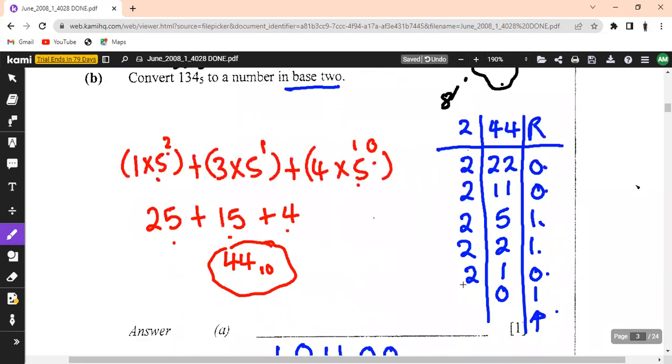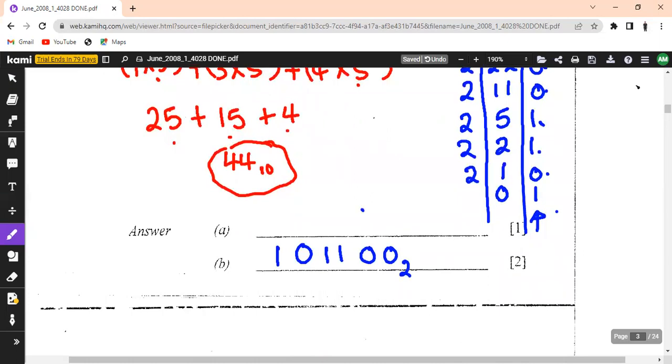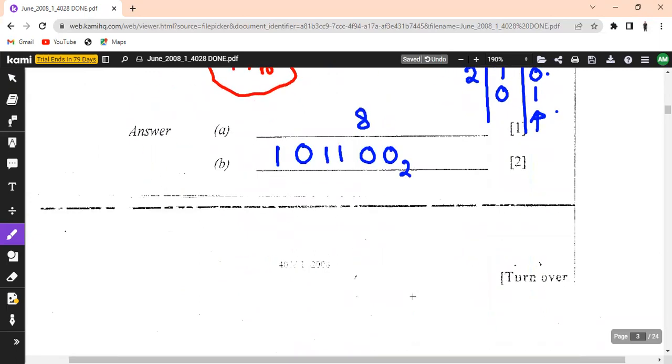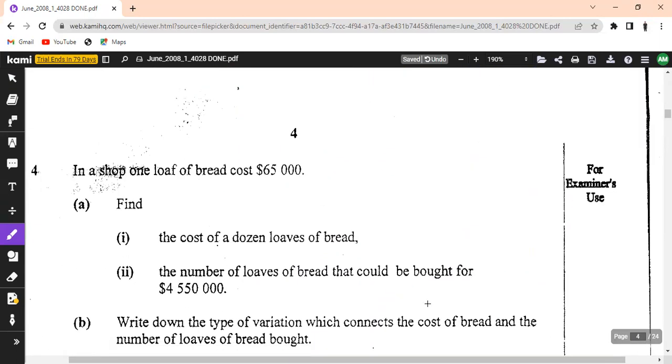It was just direct, as you can see. The first answer was 8. So these are the typical questions, guys, as you can see. That's how they ask these questions.